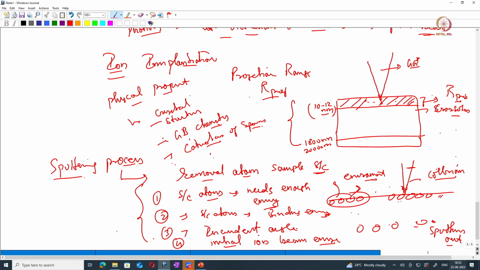Okay, with this I will end this class now. In the next class, we'll briefly go through the sputtering process, how it is dependent on the incident angle, and the different aspects of FIB which we need to look into carefully.